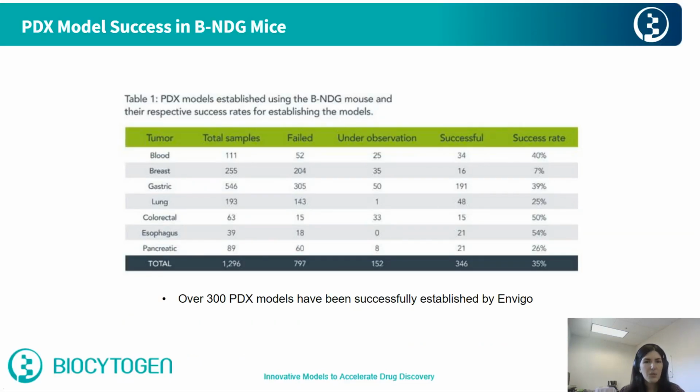So in addition to human tumor cell lines, BNDG mice are also excellent recipients for human patient-derived xenografts, all known as PDX models. Here is a summary of all the different types of PDX models that have been established, with their success rates varying depending on the tumor type. Notably, though, altogether, over 300 different PDX models have been successfully established in BNDG mice by in vivo.